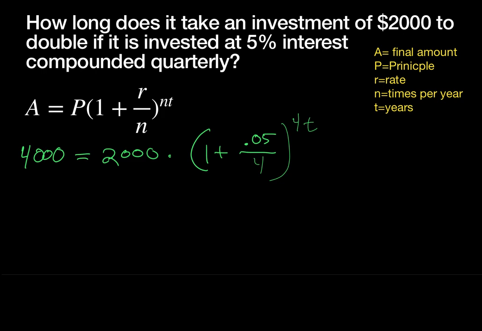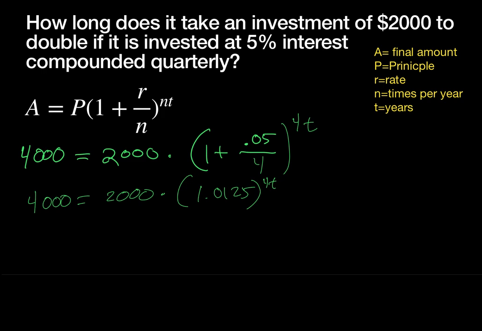So to solve for t, here's what we do. First, I'm going to simplify what's inside the parentheses. 4,000 equals 2,000 times 1 plus 0.05 divided by 4. This is 1.0125 raised to the 4t power. 4t is my variable in the exponent.